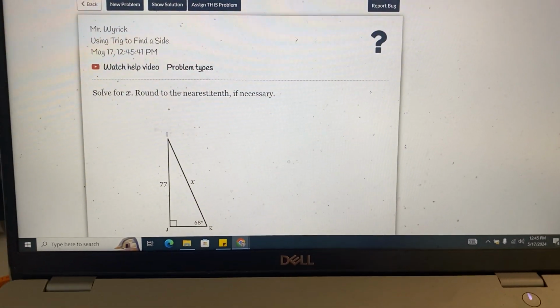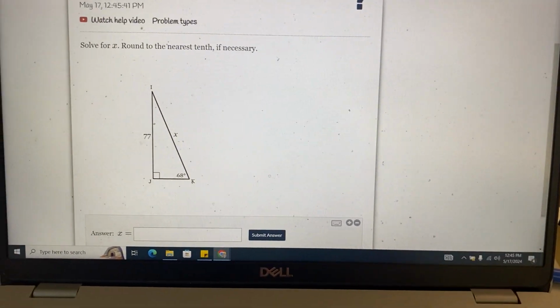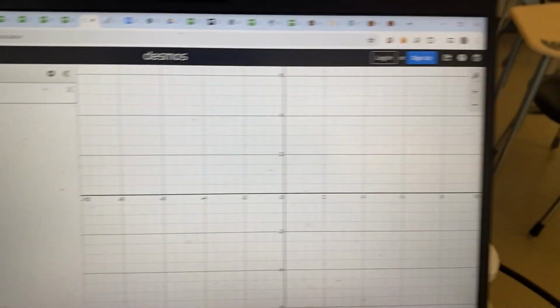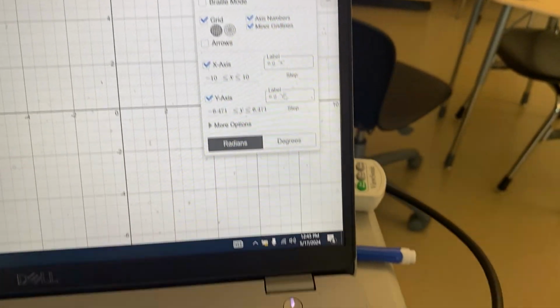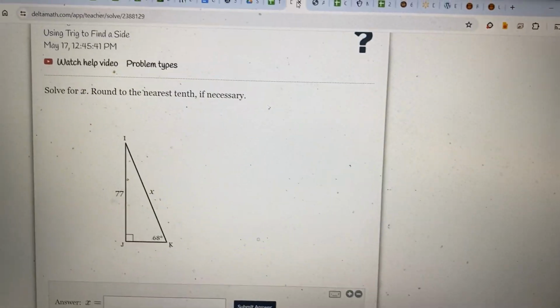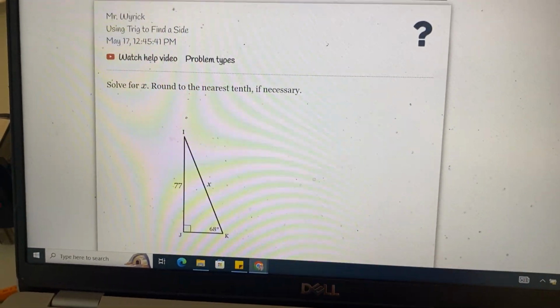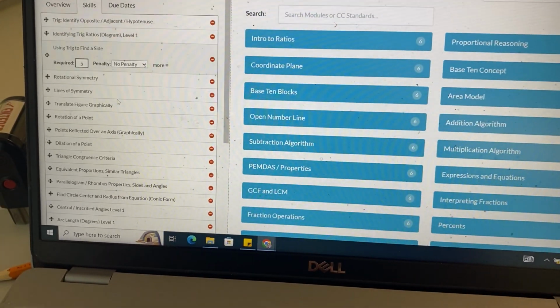Using trig to find a side, you'll just type that stuff in. The big thing here when you're doing those is to remember to come over here on the settings and make sure that Desmos is in degree mode. That's going to be really important. Okay. So that was using trig to find a side.